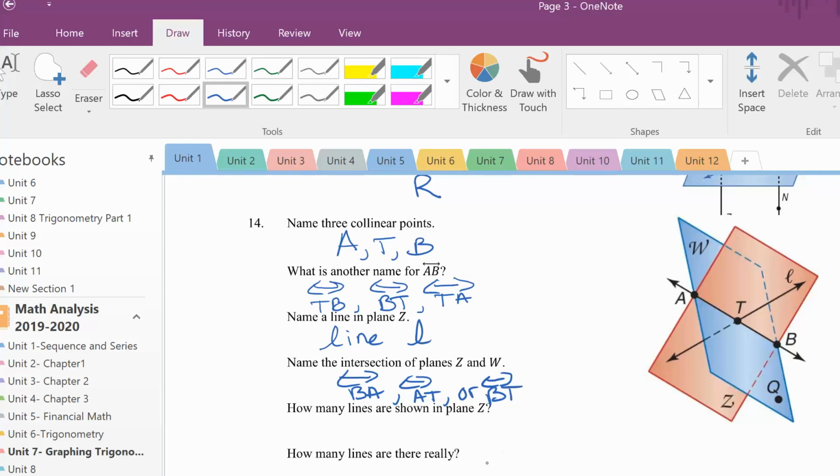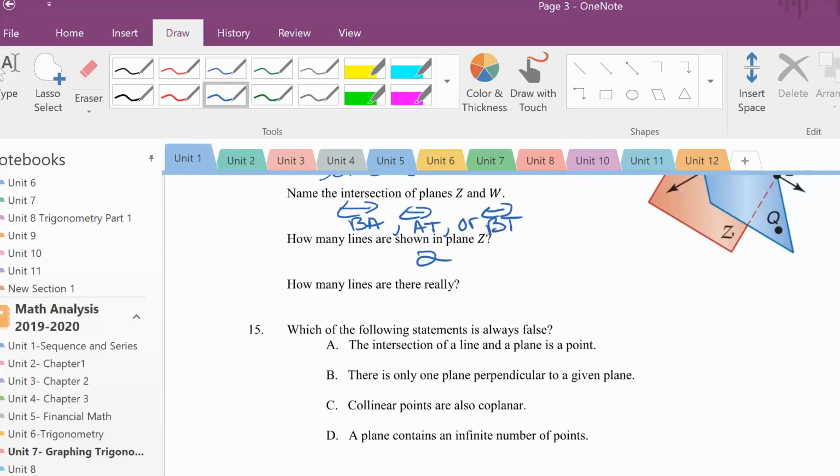So how many lines are shown in plane Z? Well, in plane Z, right here, there are 1 and 2 lines. How many lines are there really? Well, really, you could have infinitely many lines.